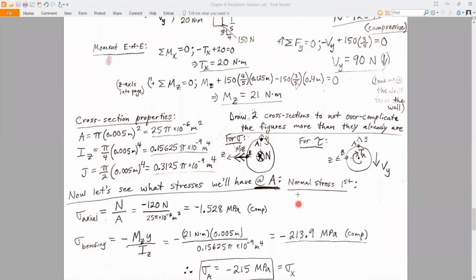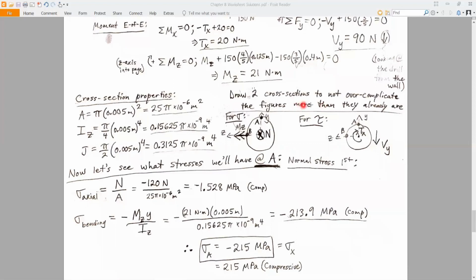All right, now, I drew two cross sections to not overcomplicate figures more than they already are. Our normal force we said was compressive. That's what this little X symbol means here. Our M was positive in our Z direction, the way that we drew the Z axis.